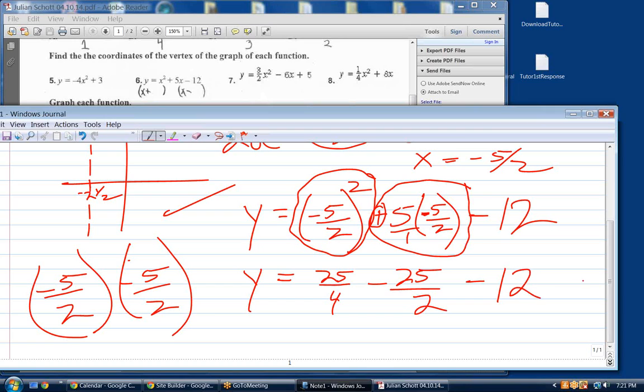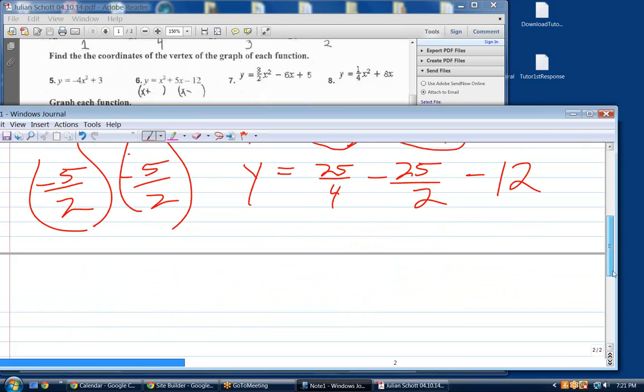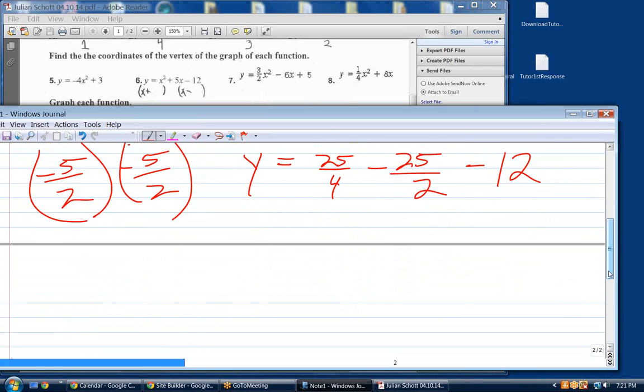Minus 12. Now how do I get an answer for this? You combine like terms. Let's find a least common denominator. We're subtracting two fractions here that have different denominators. You can't add or subtract fractions that have different denominators. You've got to find a common denominator. So what's the least common denominator between 4, 2, and 1?